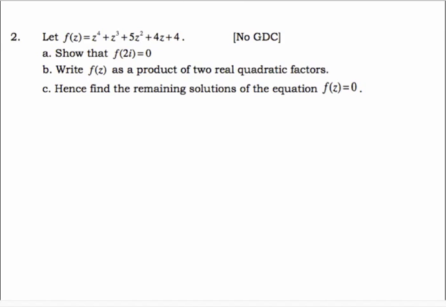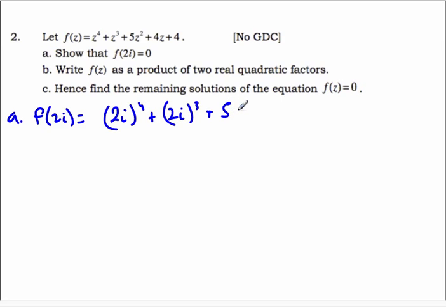Okay, next we have a quartic here. Show that f of 2i equals 0. Okay, so let's do that first. We can just substitute that in. So f of 2i equals 2i to the power 4 plus 2i to the power 3 plus 5 times 2i to the power 2 plus 4 times 2i plus 4. Now 2 to the power 4 is 16. i squared is negative 1, so this is i squared squared, it's going to be positive 1.